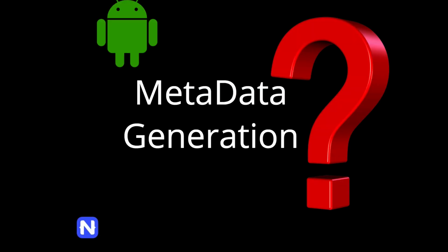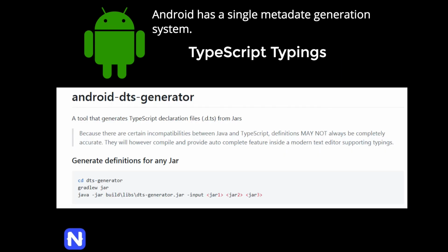Android metadata generation. Android has a single metadata generation system. It can create TypeScript typings. Now, the TypeScript typings that Android generates are not quite as good as the iOS side, but they're very useful. There are two ways to build typings on Android. The easiest way is tns build android --androidTypings. This will generate you all the typings for your application.